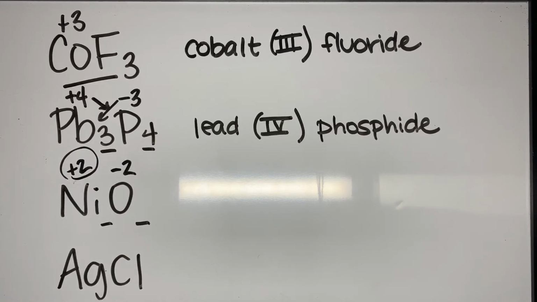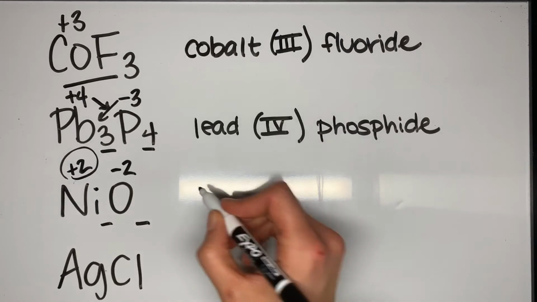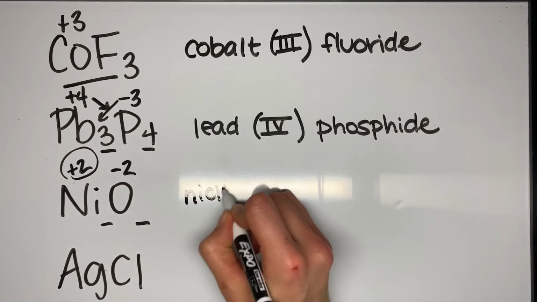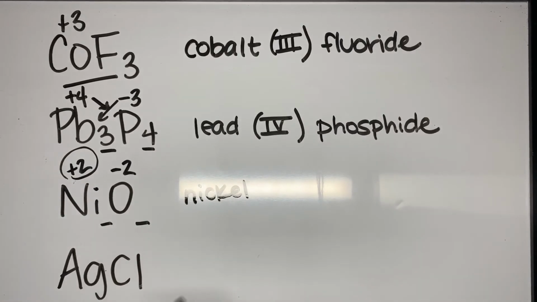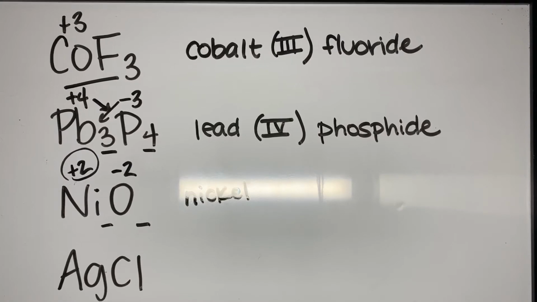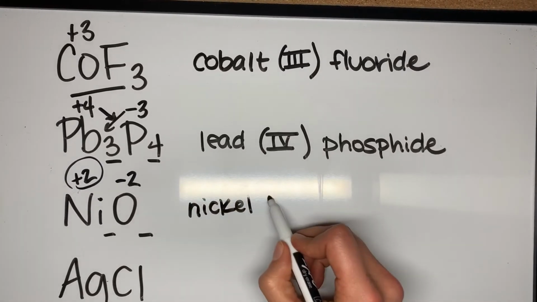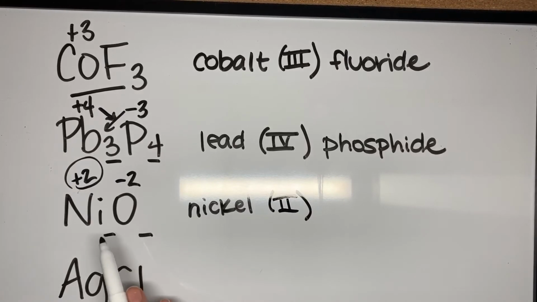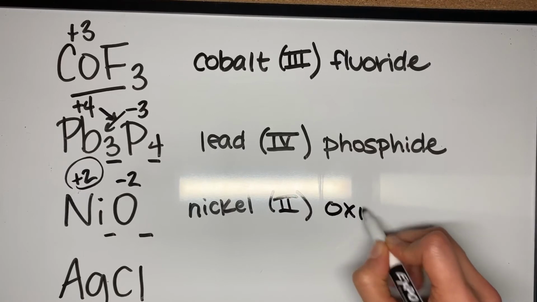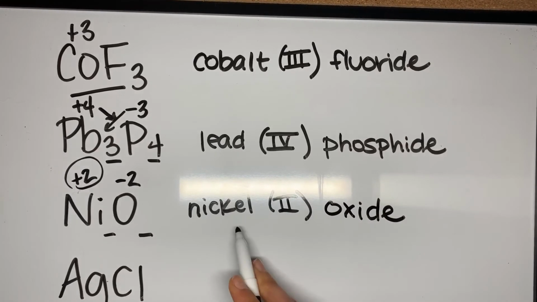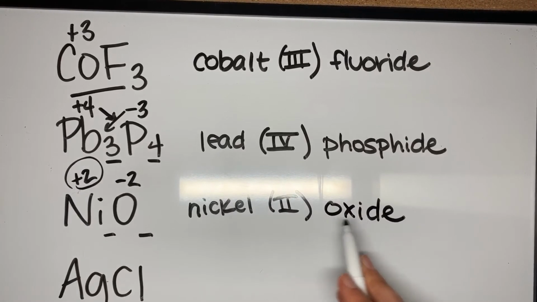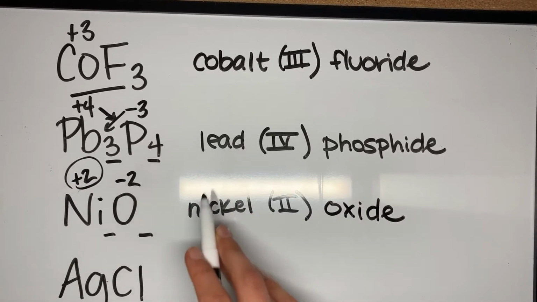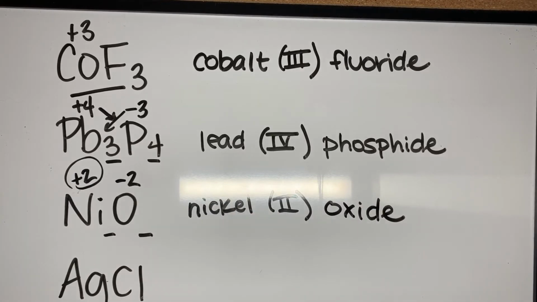So to name this, we are going to write out the name of the metal. We are going to put the charge of that metal in Roman numerals. So this is a 2 charge. And then we're going to put the name of the nonmetal with the IDE ending. So it's oxide. So this is nickel 2 oxide. Again, telling the reader that nickel is a +2, not a +3.